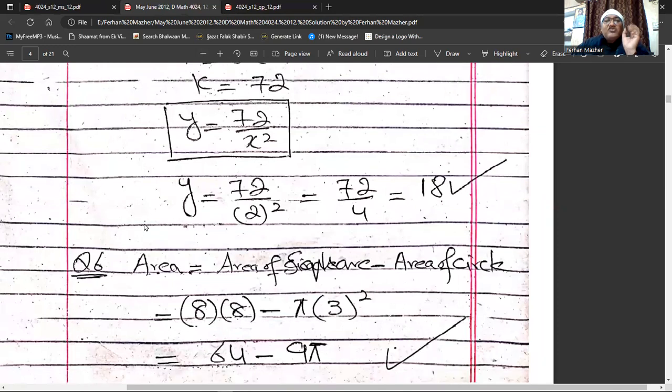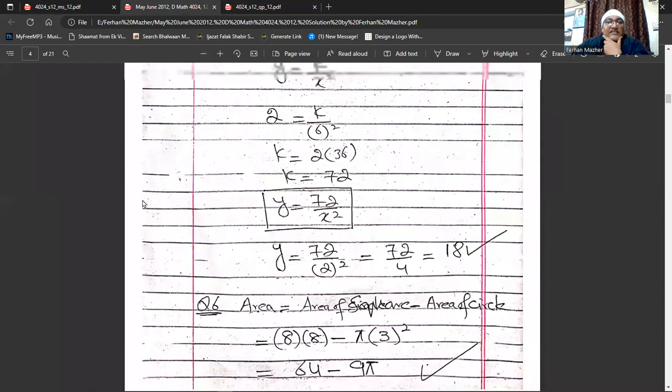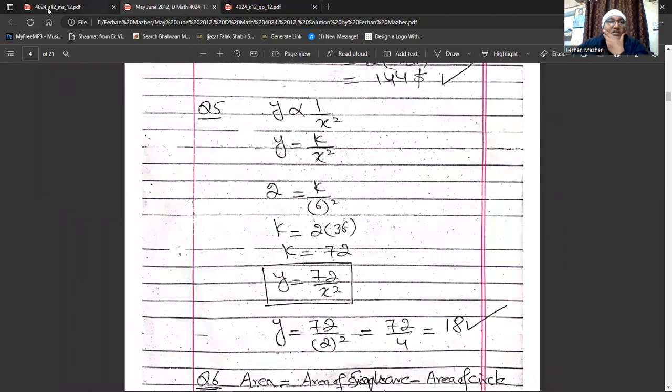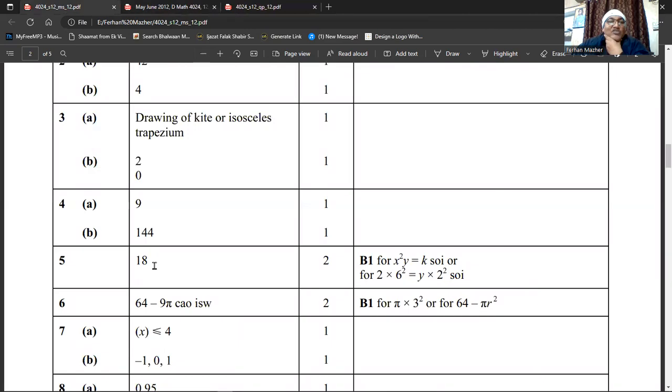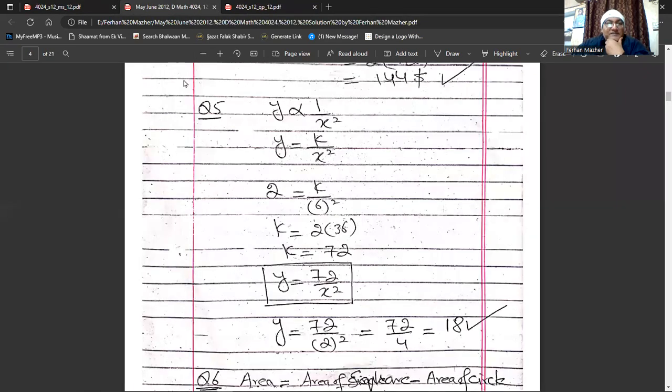Then the question is, what will be the value of y if the x value is 2? So in this formula, in the place of x, substitute 2. 72 divided by 2 squared. So 72 divided by 4, that will be 18. So y will be 18. Let me reduce the size so you can see the whole question. 18 is the answer. Question number 5, 18 is the answer.